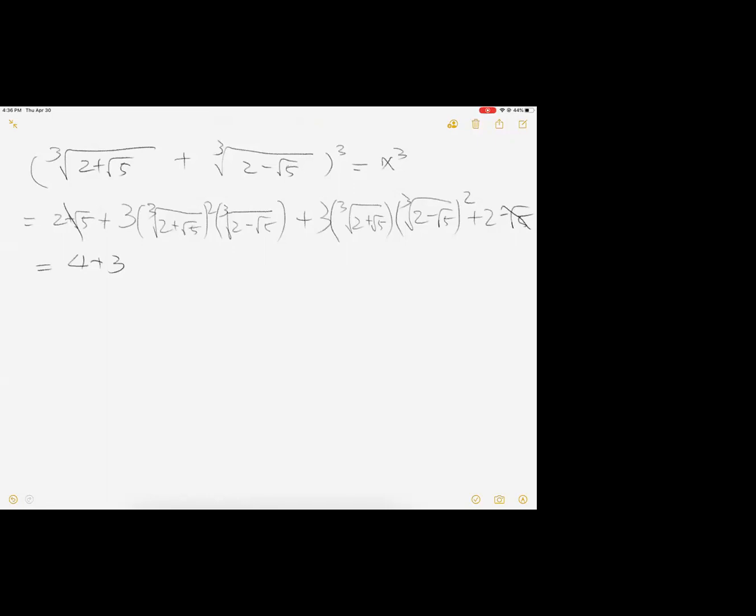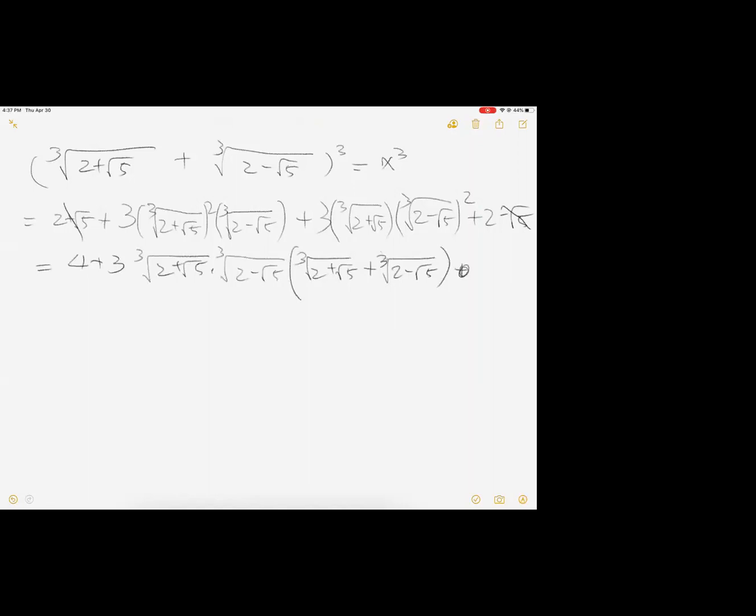Oh, yeah. You can take out the cube root of (2 plus root of 5) times the cube root of (2 minus root of 5). So this is what property? The distributive property. Correct. That's right. And then?